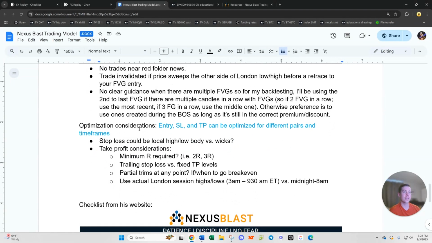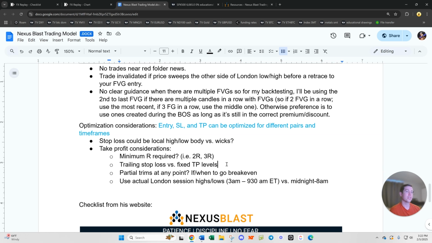I always like to give you guys some optimization considerations with the strategy. You could potentially consider using local highs and lows versus the bodies instead of the wicks. Maybe you can play around with, is 2R a good level to target for the strategy, or maybe you want to look for 3R instead.